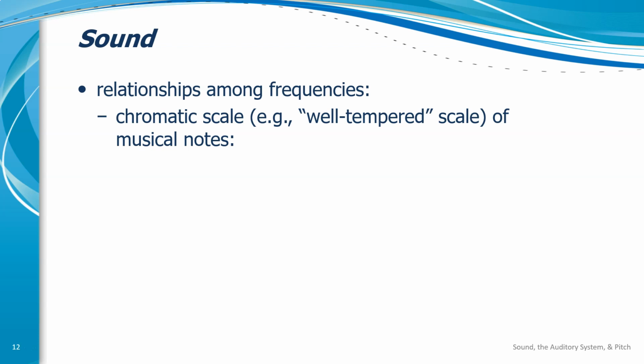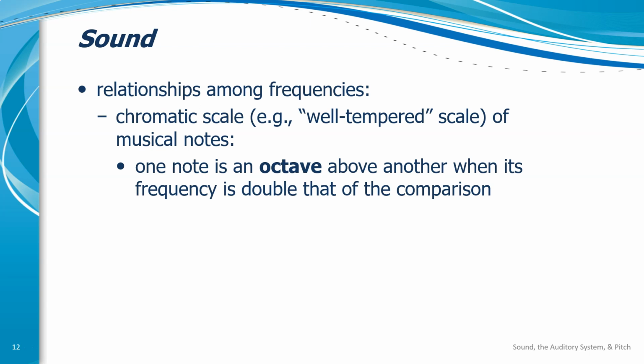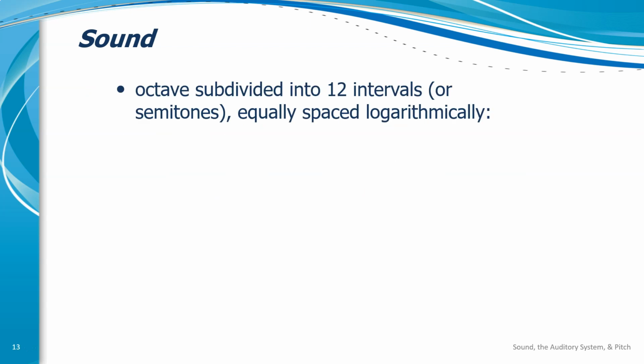So, the so-called chromatic scale of musical notes, sometimes called the well-tempered scale, has nothing to do with temper, like getting angry. No, it's all about the division of frequencies into the notes of a musical scale. I will go with the most common Western scale. One note is said to be an octave above another when its frequency is double that. So it's all based on some pretty nice round numbers. The octave is based on a doubling of frequency, interestingly. The octave is then divided into 12 intervals or semitones, for you musically inclined, and these are equally spaced not linearly, but logarithmically. Yeah, there are those logarithms again.